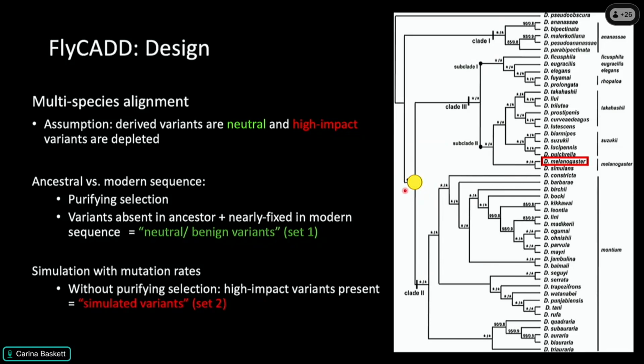The other set is taking the reconstructed ancestral sequence, and then simulating what could happen if you would evolve to the same point as Drosophila melanogaster is today. So you simulate the data set in which there was no purifying selection, just creating genetic variation because of mutation. So this simulated data set is more likely to have variants with a high negative impact. So these are your second set.